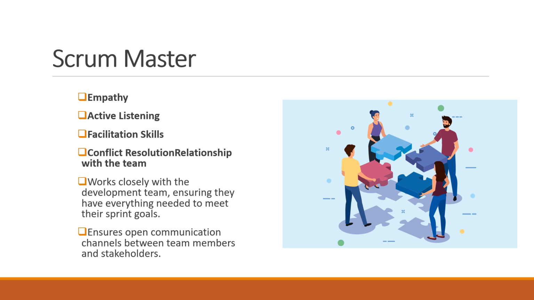Relationship with the team. The Scrum Master works closely with the development team, ensuring that they have everything needed to meet their sprint goals. Ensures open communication channels between the team members and stakeholders.